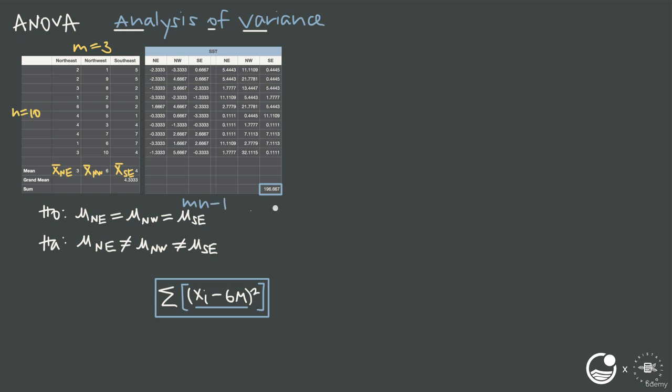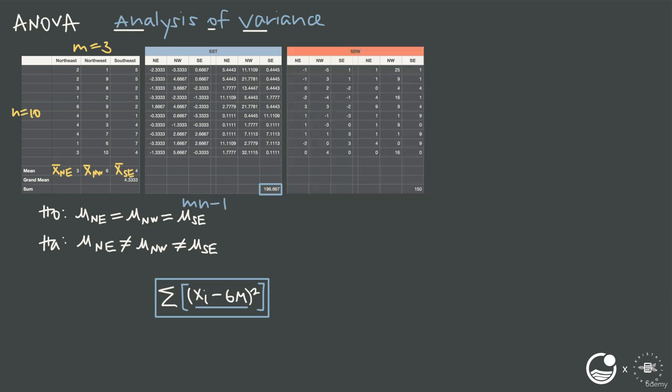Now we need sum of squares within, and the calculation here is really similar. Basically the idea is that we're taking each data point, so we'll call each data point x sub i, and we subtract from that the mean for its own data set. So we'll just call this the mean of x sub i, and once we find each of those differences, we square those values, and then we add them all up.